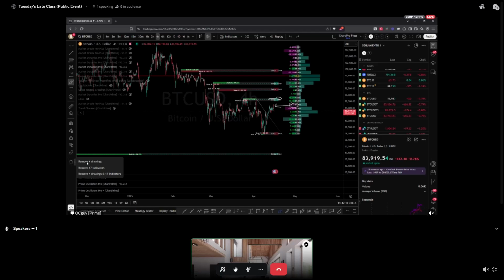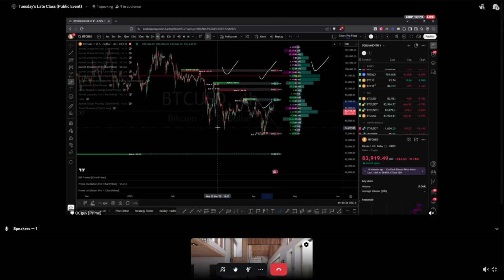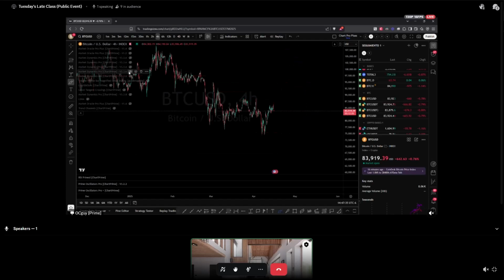All right, so that's how I use this one. In this case, I just have 4 tools: money flow POC, liquidity zones, BPVR, and trend lines. That's what I got. All right, then the next one here.